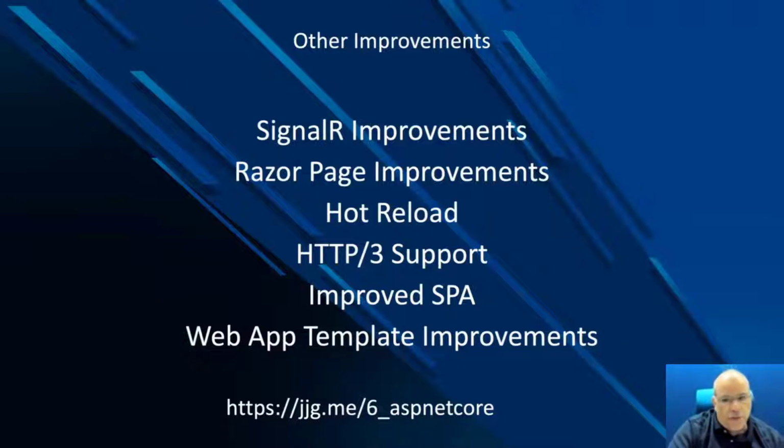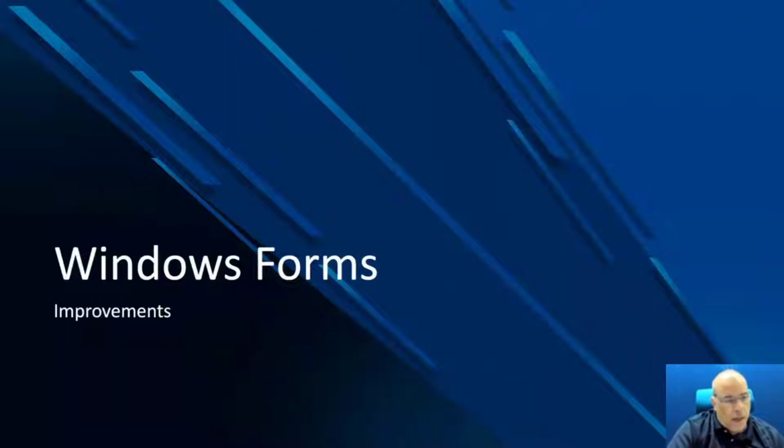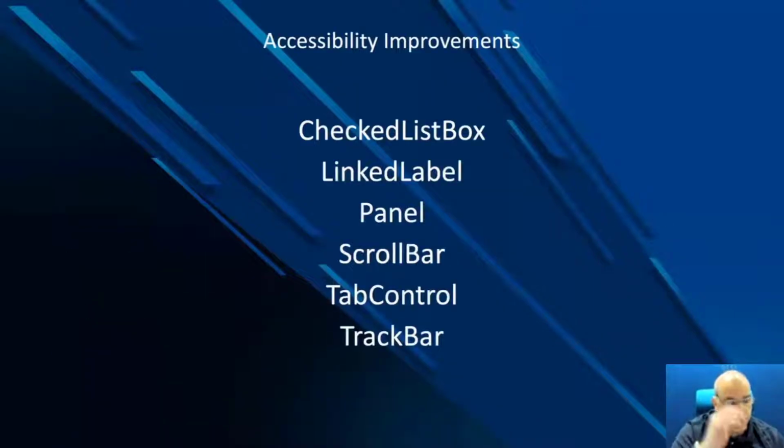Let's take a look at some of the Windows Forms improvements. The accessibility has been improved tremendously within Windows Forms. Now you have these UIA providers, which stand for User Interface Automation Providers. This basically allows you to add accessibility commands and text for checklist box, link labels, panels, scroll bars, tab, and track bars now. So when there are screen readers or other devices to help read a screen, you now can add more text to them. This works for Windows Forms.